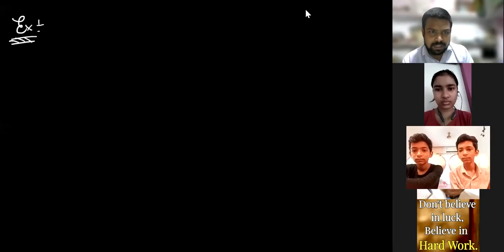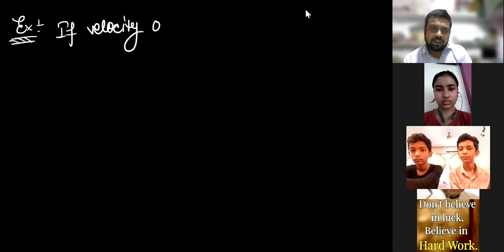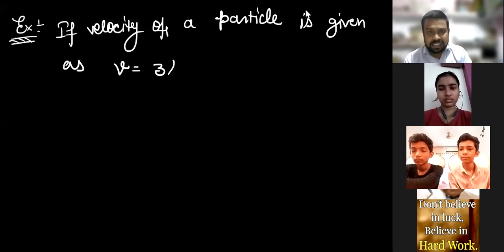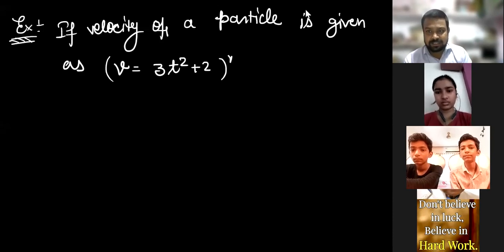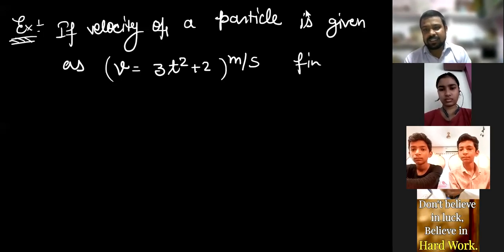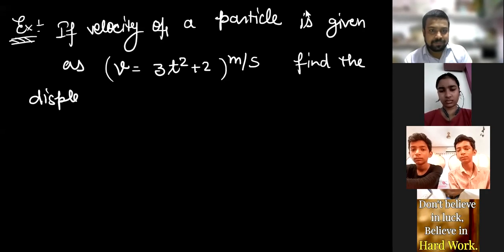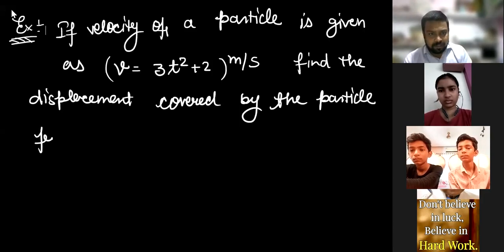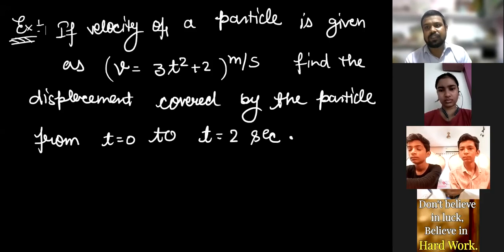Done. So let us see the first question. The first question says that if the velocity of a particle is given as v equal to 3t square plus 2 meter per second, find the displacement covered by the particle from t equal to 0 to t equal to 2 seconds. Your time starts now.